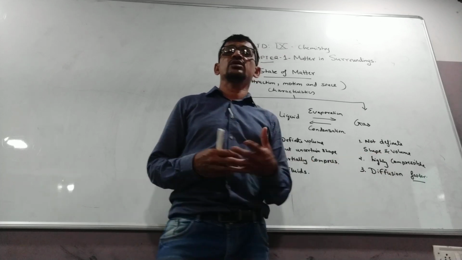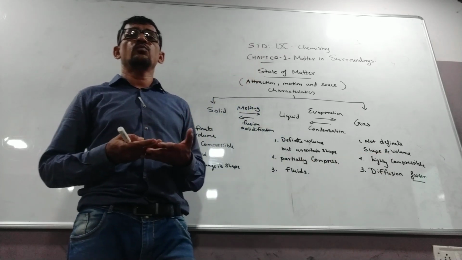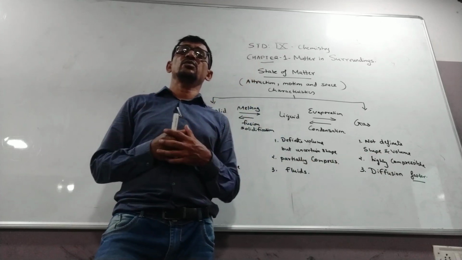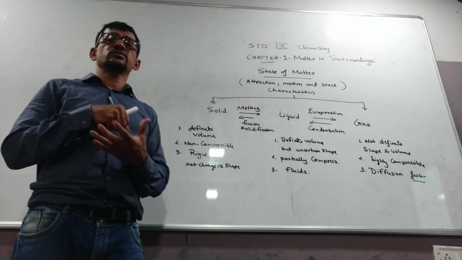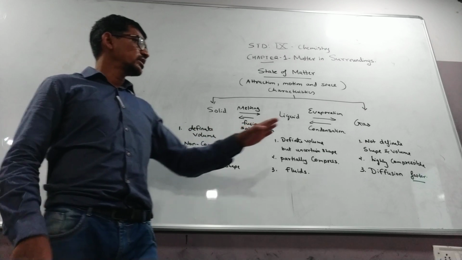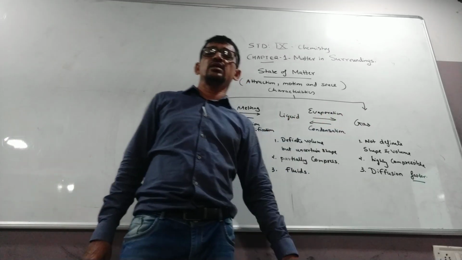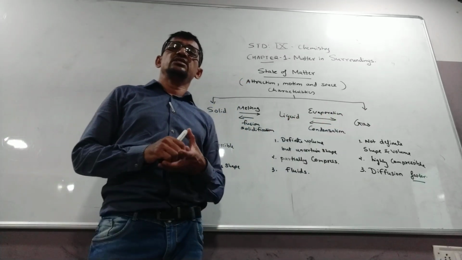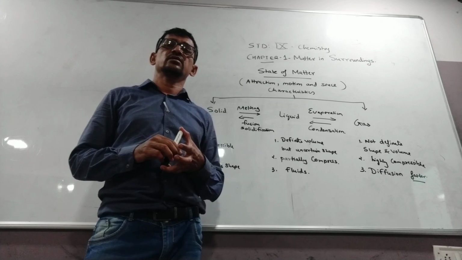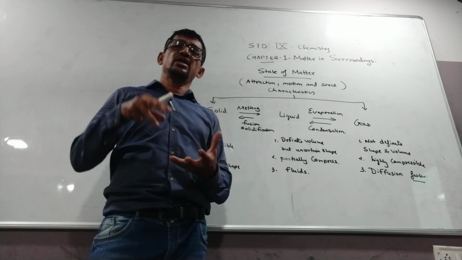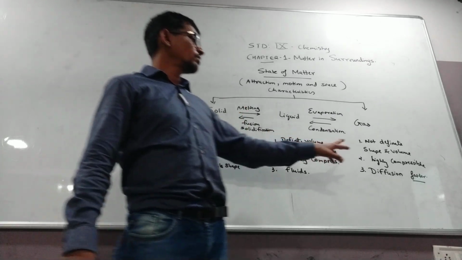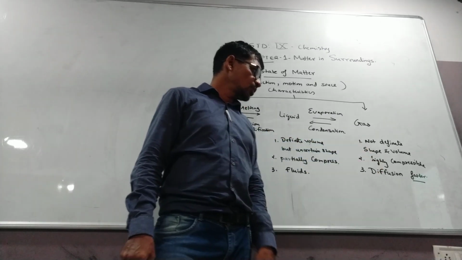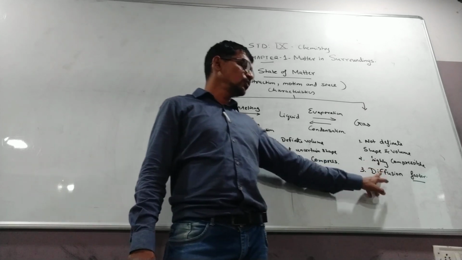Second, highly compressible. Why highly compressible? Means the space between them is very large. So we can compress the gas. Simple example is LPG gas. Okay, LPG cylinder. They are in gaseous state, but when high pressure is applied and it is compressed, it is converted to liquid form.